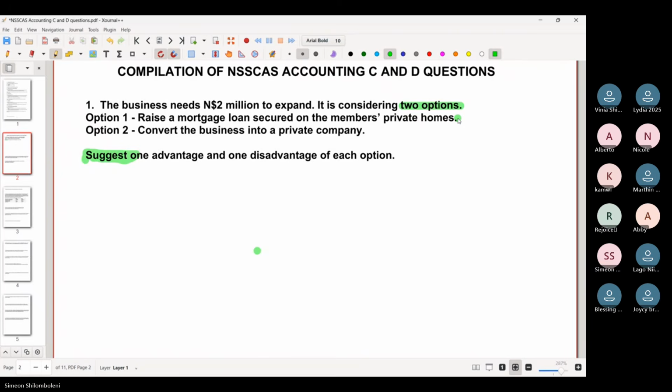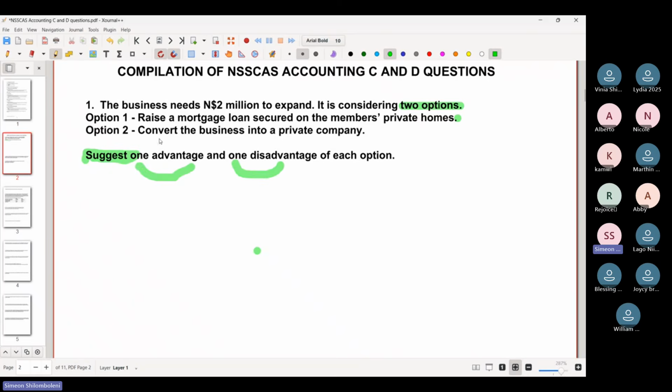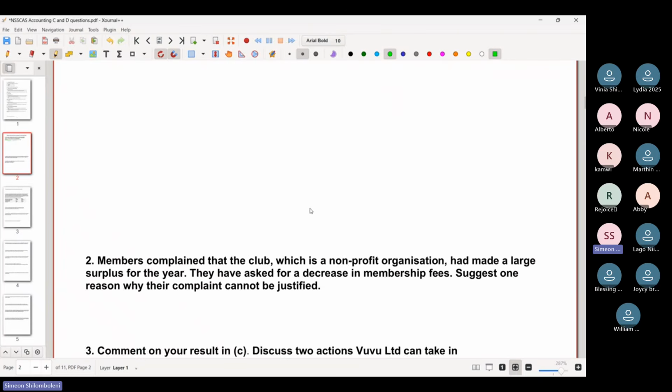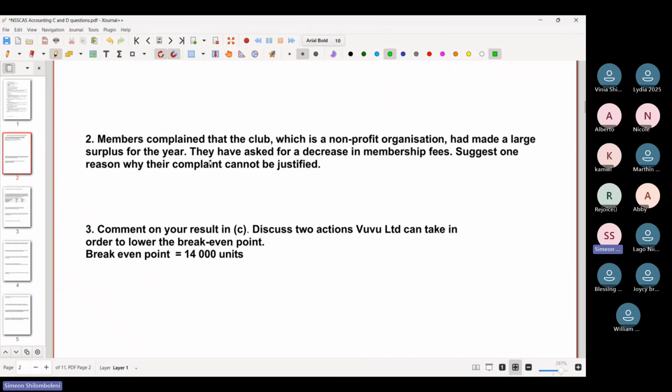But what are the disadvantages? You need to pay interest. You could lose your house if you don't pay. So this one was a fairly easy question because you just give an advantage and a disadvantage of one, and then again with a private company, one advantage, one disadvantage. Then we come to the next one.